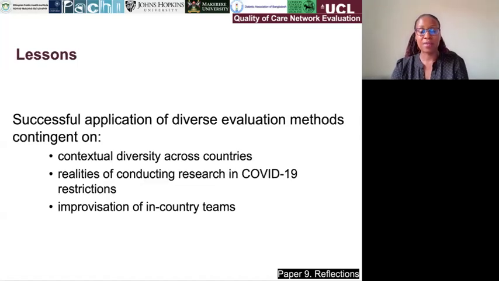So we've learned a number of lessons from evaluating the quality of care network and also evaluating implementation-focused networks.